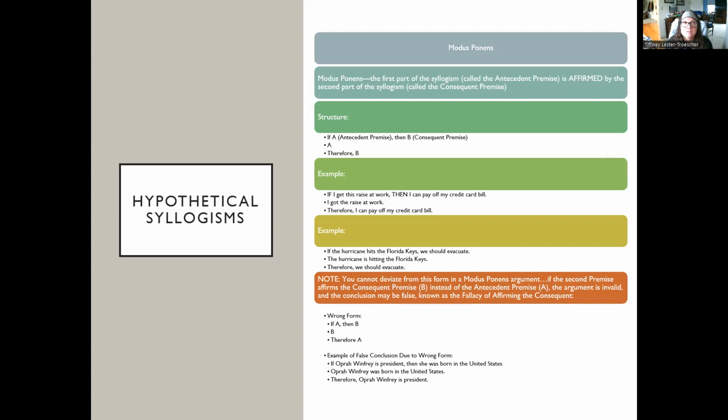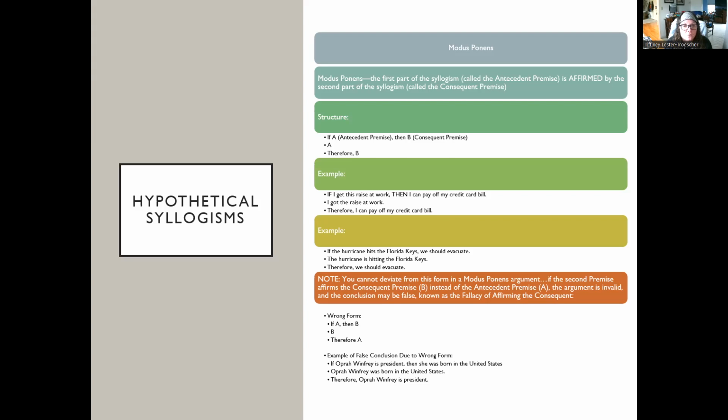So remember, this is where the antecedent premise, the if part, is affirmed by the consequent premise, or the then part. So if A, then B. A, therefore B. All right? So we're saying, if A is true, then B is true as well. Well, A is true. Well, then B is true. So if A, then B. A, therefore B. Let's look at an example with actual words.